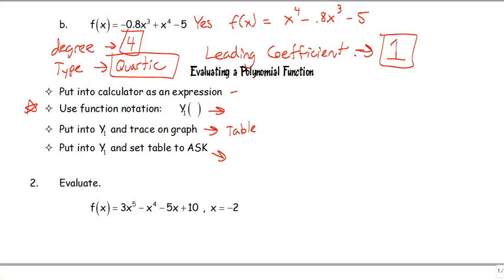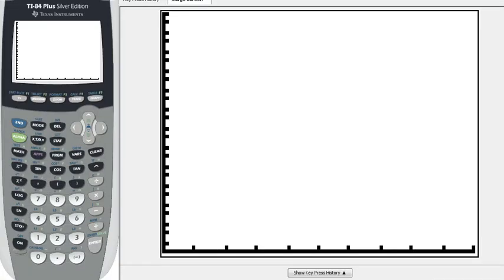So it says evaluate this function for x equals -2. Now one way you can do it is just say when x is -2, you write it out: 3 times -2 to the 5th minus -2 to the 4th minus 5 times -2 plus 10, and solve that. However, if you are scared about doing it that way, or you're worried about these negative signs, again, I'll show you how to do that on the calculator.